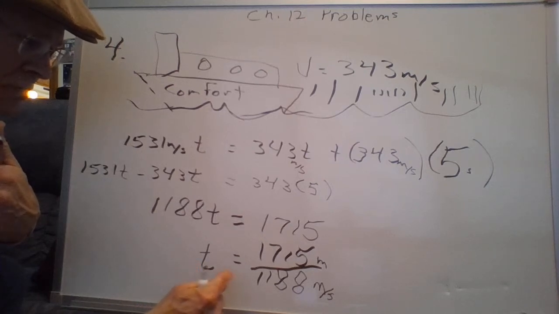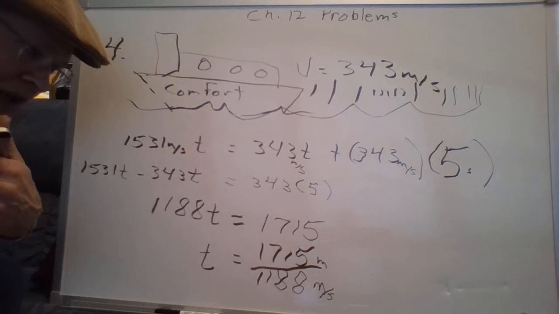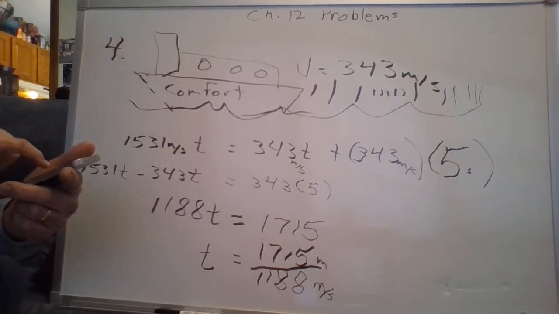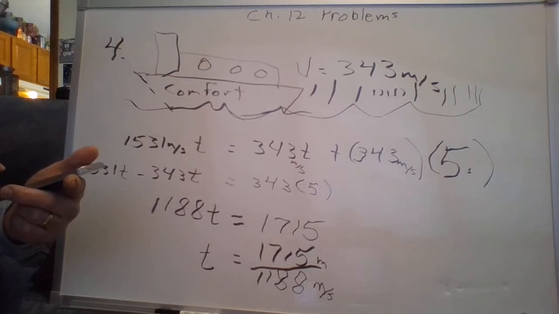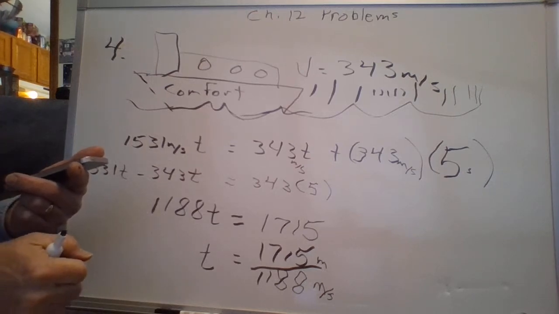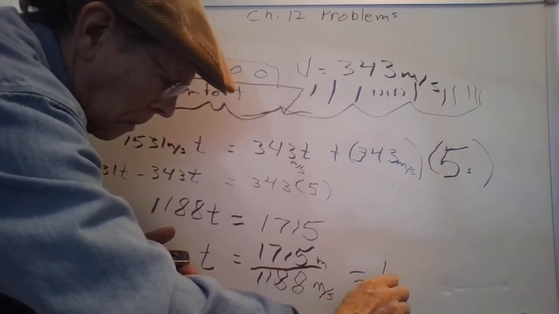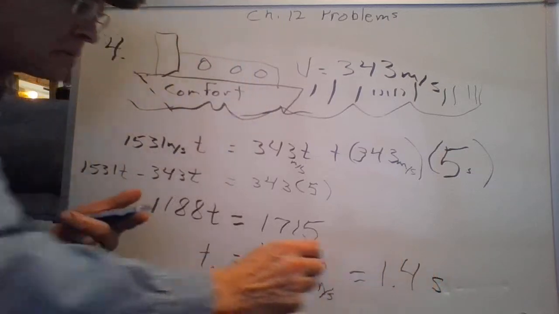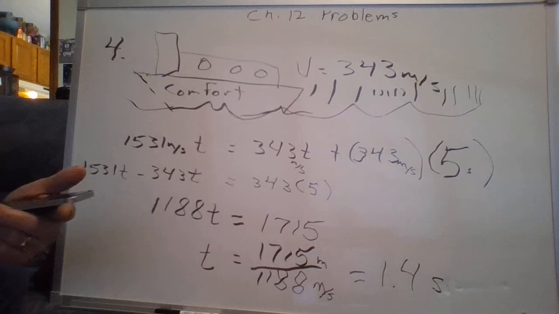T then equals 1715 meters divided by 1188 meters per second, which I guess we punch that in. 1715 divided by 1188. What do we got? 1.4 seconds. To go back now and find out how far that is, let me pause and erase.